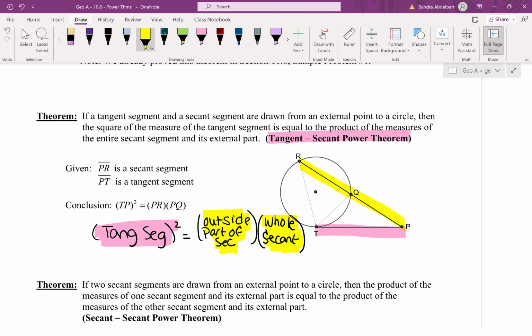Okay, so looking at our diagram, which segment is the tangent segment? Maya? Yeah, remember, tangent only touches a circle one time. Even if you extend it, it never touches it again. So TP is our tangent segment. So whatever that length is, we're going to square it. And that's going to equal the outside part of the secant. Which segment is the outside part of the secant? Oscar? QP. QP is the outside part. So we're going to multiply the outside part of the secant times the whole secant. What is the whole secant? Not RQ. The whole secant is PR.